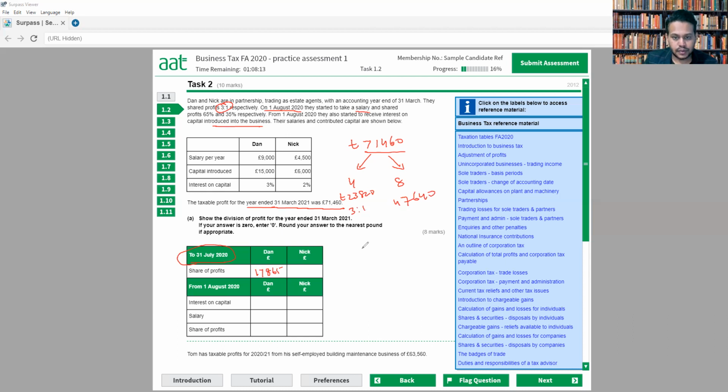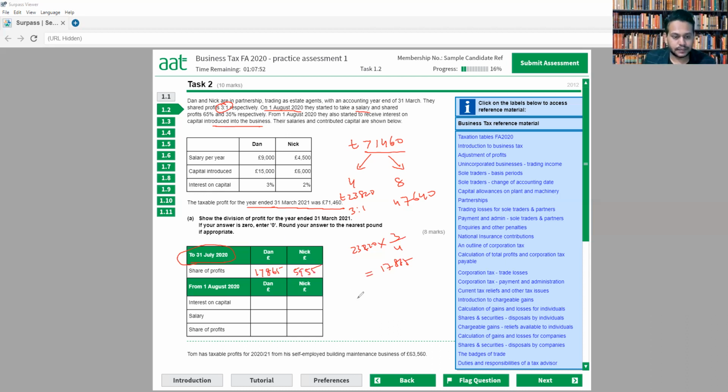So 23,820 and divide by 4 times by 3, and that will give 17,865. That's how I shared the profit, and the rest is for the NIC. So NIC will be the rest. So that is 5,955.